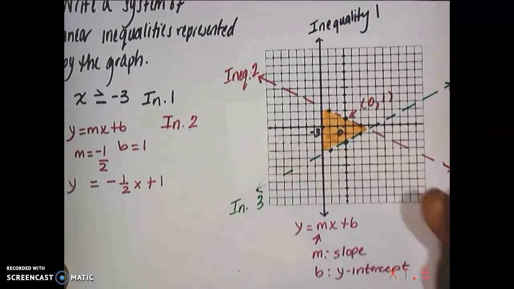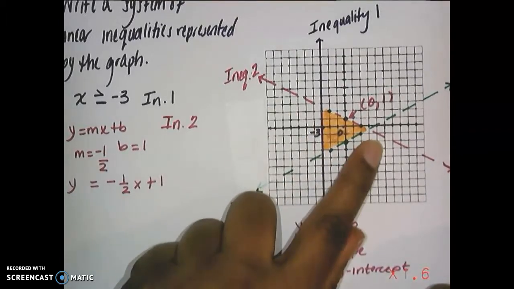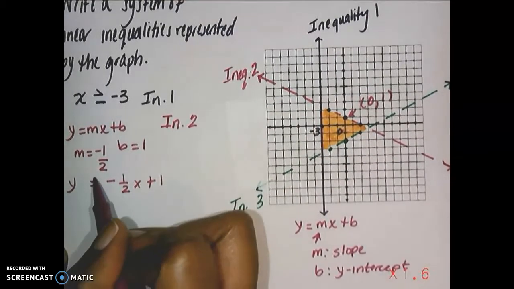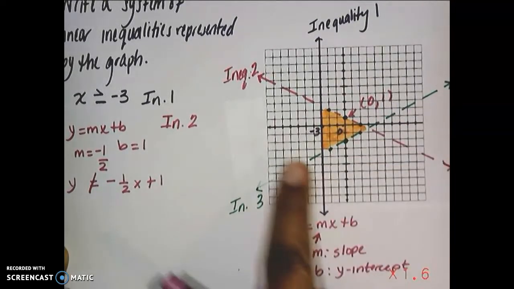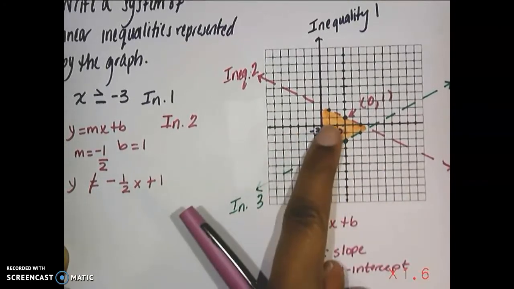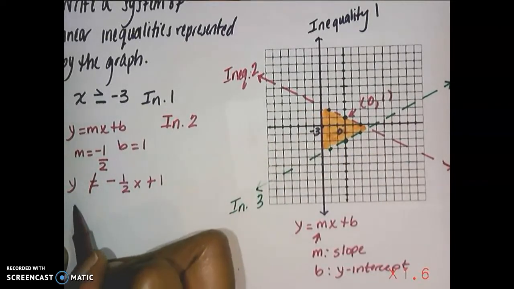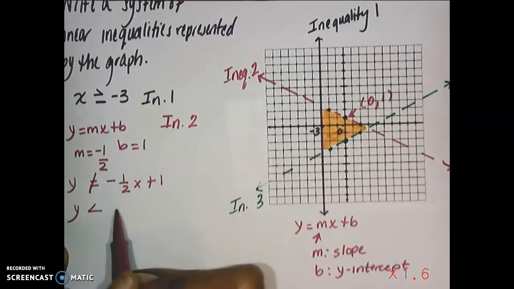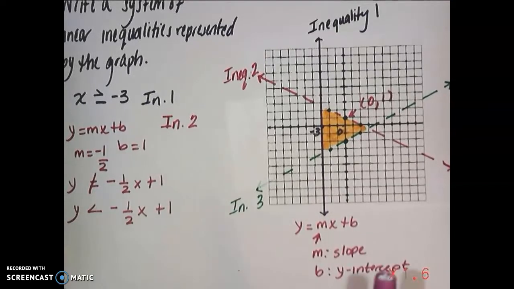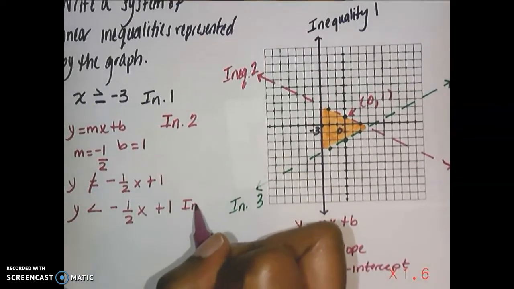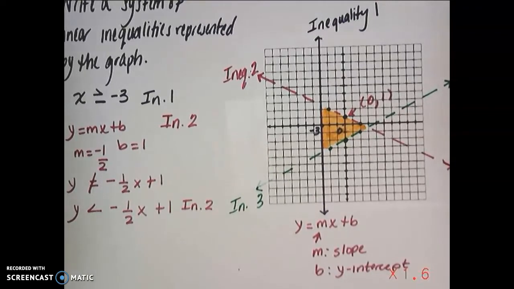But here we have a dotted line. So then I know that I'm not going to have an equal sign. It's going to be either greater than or less than, and because we're shaded below this line, in this region, it's all the values where y is going to be less than negative 1/2 x plus 1. So this is going to be my inequality number 2. Okay, done for us here.